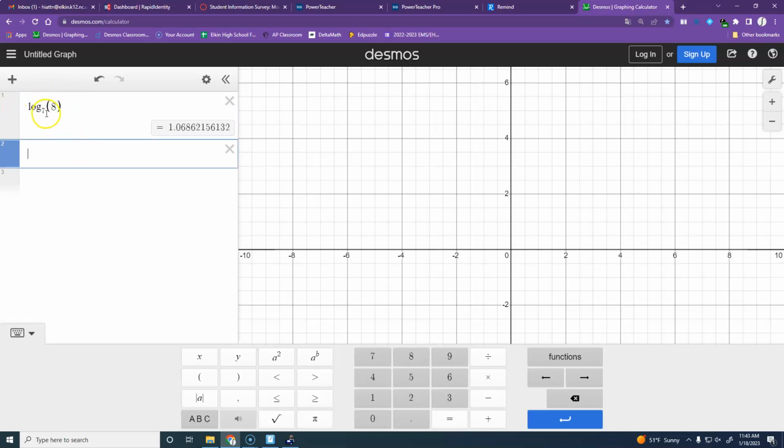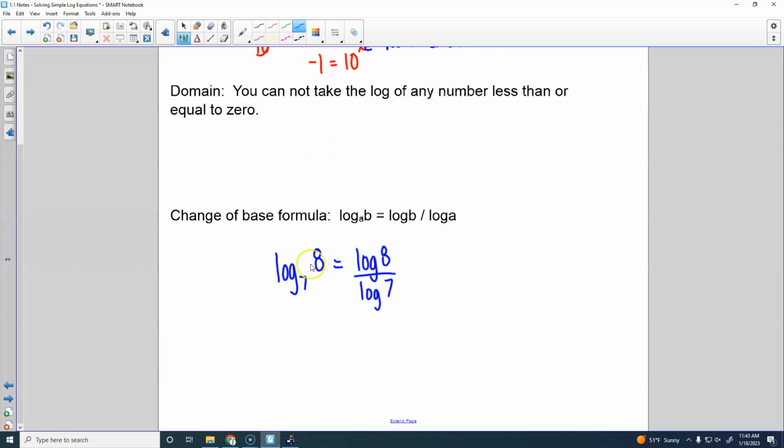So that's log base 7 of 8. You can type it in this way, or honestly, I still just do it this way, because I think it is easier, since you can type it in without using the function menu. Either one will work. But if you're using the TI-84 calculator, and there might be some things where I don't let you have Desmos, I only let you have the calculator because Desmos is too powerful for what we're doing. So you might need to know that.